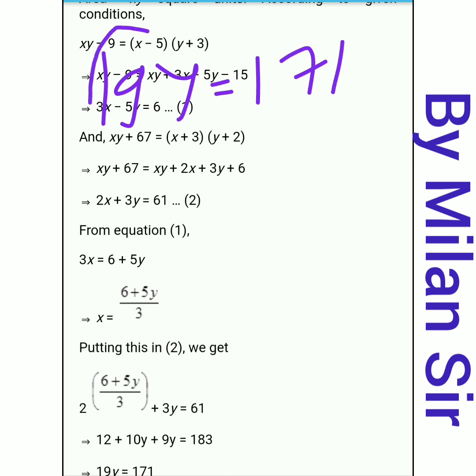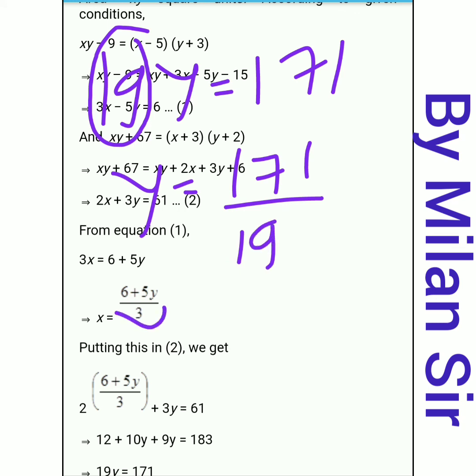Now for finding y, transfer this 19 to the right-hand side, it goes to the denominator. So 19 nines are 171. So the final answer is 9. Okay, y is equal to 9.